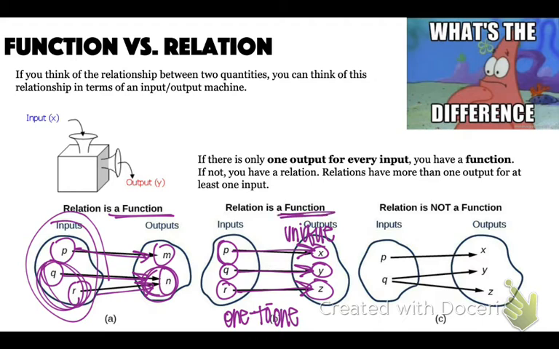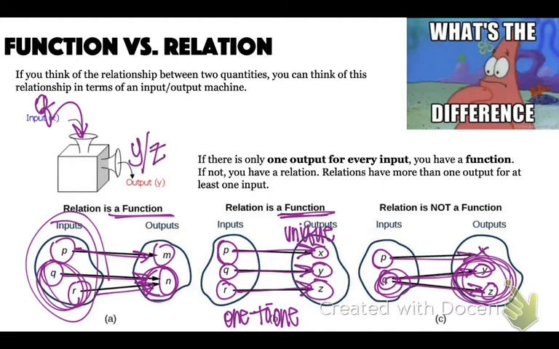Whereas this last one, P goes to X, Q goes to Y and Z. So this input goes to two outputs. Which means if I put Q in here, and I get out Y and Z, that is not a function. This is just a relation. So every function is a relation, but not every relation is a function. Okay?